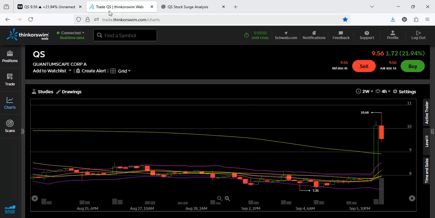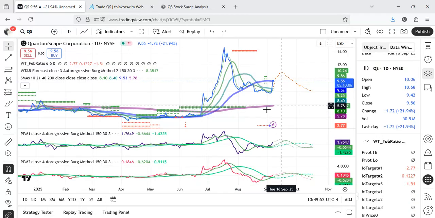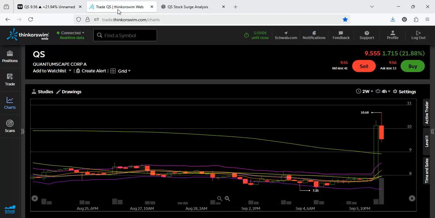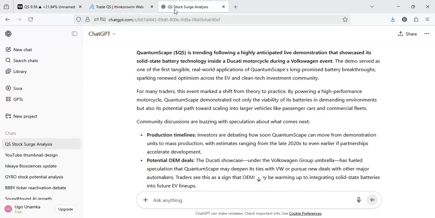Kia stock is in a strong bullish trend. Its 200-day moving average is sloping bullishly upwards. The stock is up roughly 21%, and it's trending following a highly anticipated live demonstration that showcased its solid-state battery technology inside a Ducati motorcycle during a VW event.